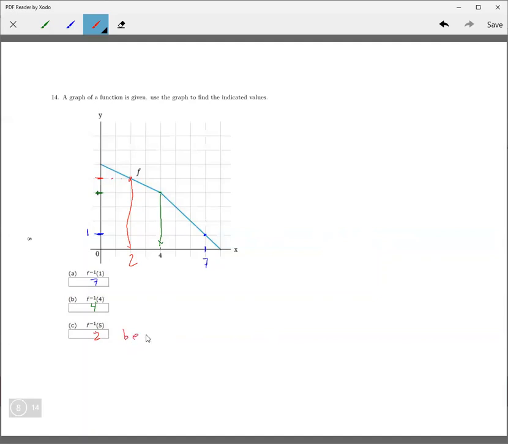Okay, and again, this is because F of 2 is 5. That's why 2 comma 5 is on the graph, because F of 2 is 5. And F inverse restores the 5 back to 2.